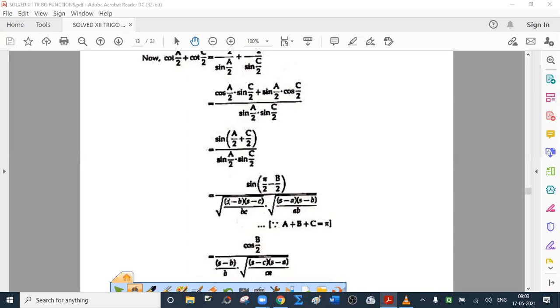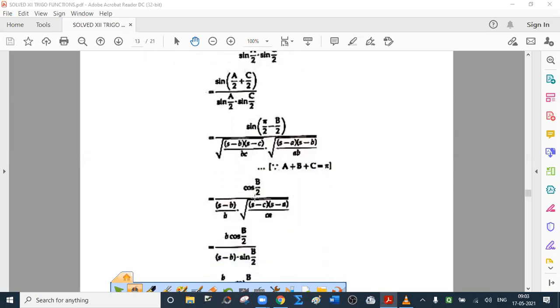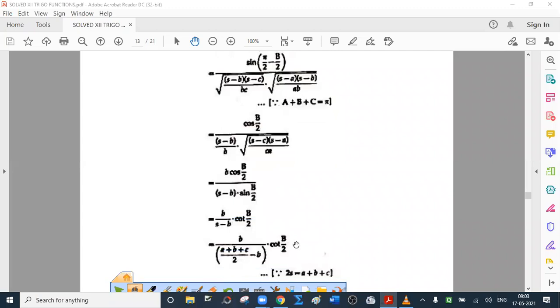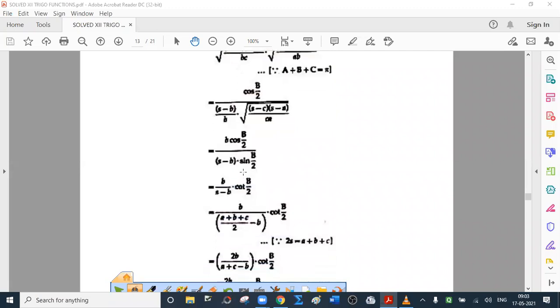So it is sine A by 2, root of (s minus b)(s minus c) by bc. Sine C by 2 is root of (s minus a)(s minus b) upon ab. Simplify to get cos B by 2 upon (s minus b) upon b into this. But note that this part, root of (s minus c)(s minus a) by ca, is nothing but sine B by 2. I hope you are getting this. So this is b upon s minus b, cot B by 2. Right?